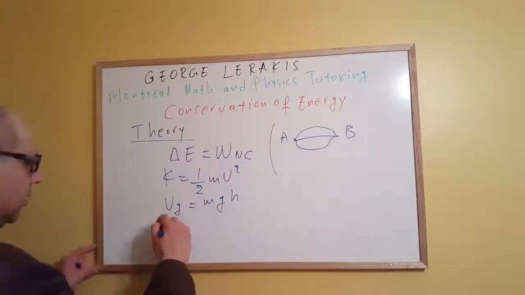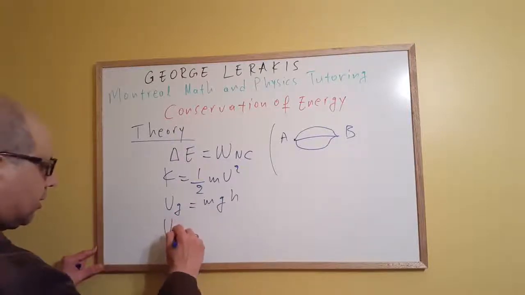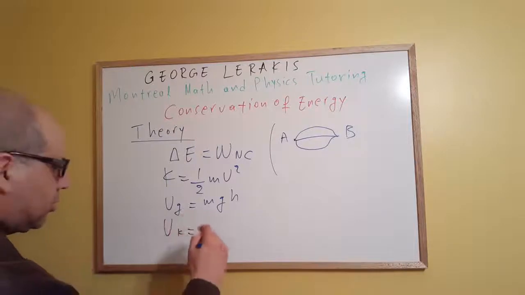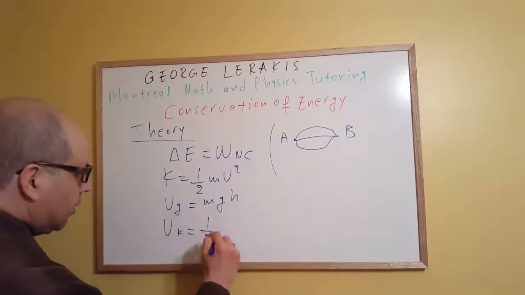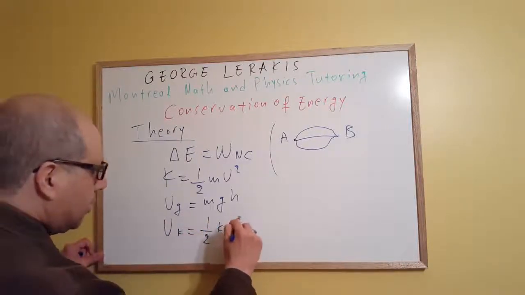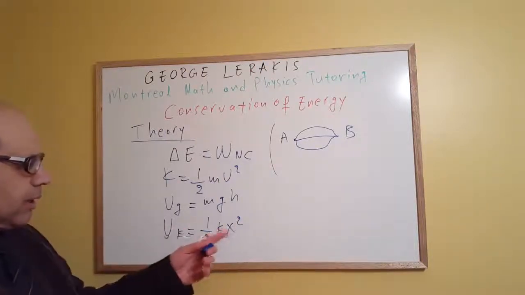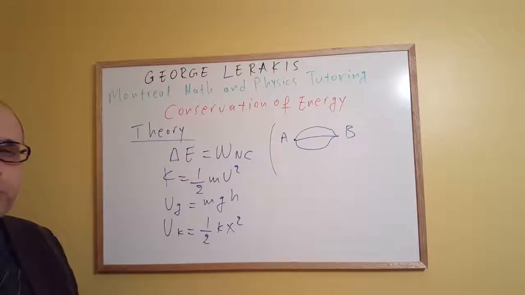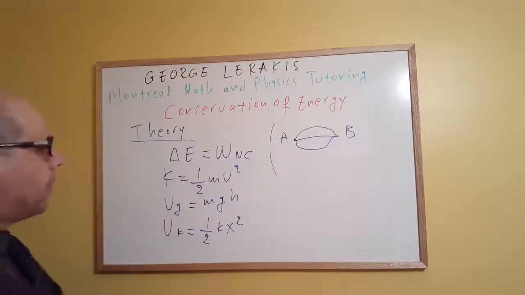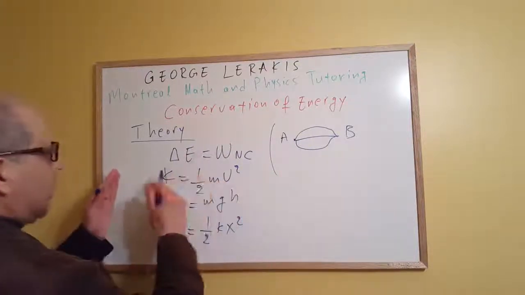And let's put also the elastic potential energy, which is 1/2 kx squared, where k is the constant of the spring and x is the distance from the position of equilibrium of the spring. So that's on the left hand side of the equation.